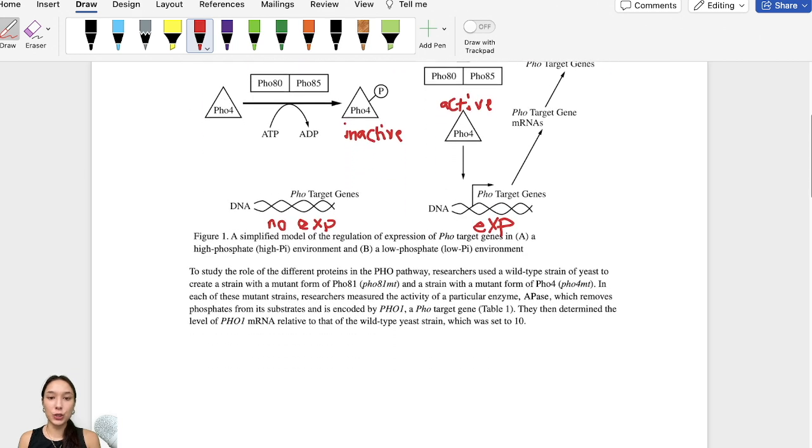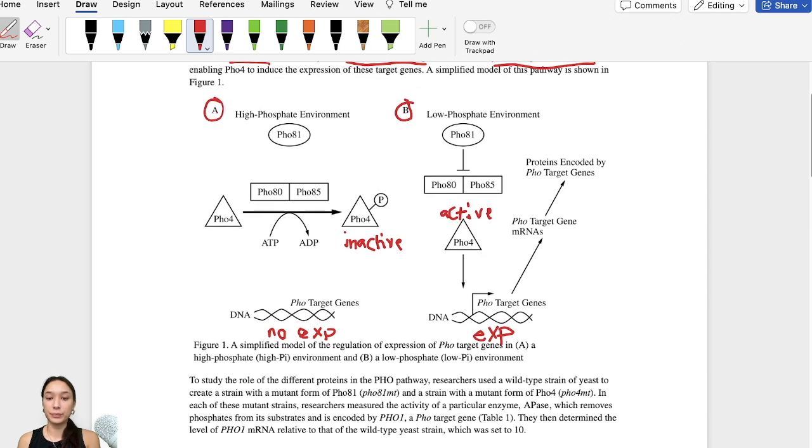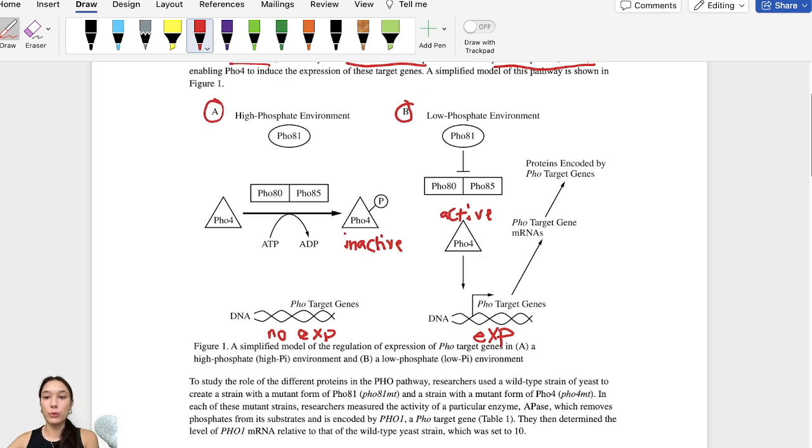So this says that to study the role of different proteins in the FO pathway, researchers used a wild-type strain of yeast to create a strain with a mutant form of FO81 and a strain with a mutant form of FO4. Okay, so we have a mutant FO81 and a mutant FO4. So I'm just going to highlight where those are in the diagram because those are going to be the most important ones. So we have FO81, which is our first one in the pathway. And then we had a mutant FO4. So those are these over here.